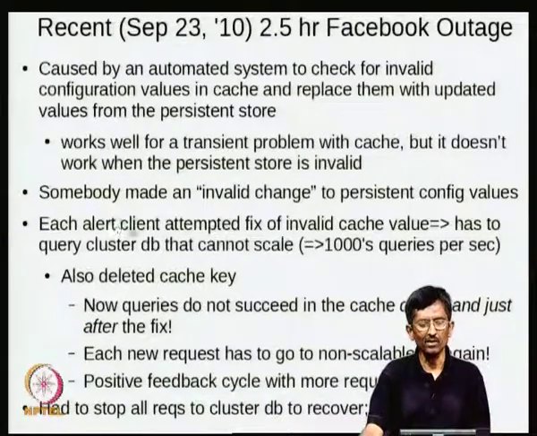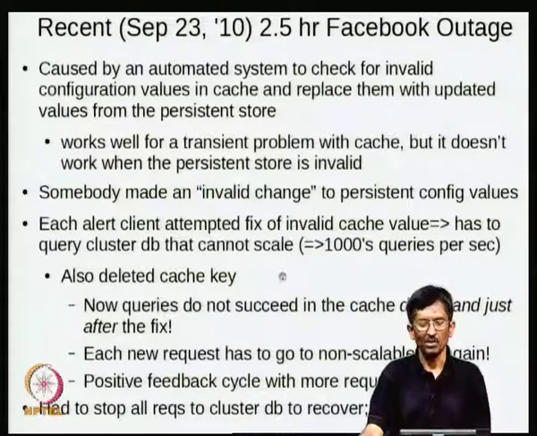That means each alert client took some cache value, a configuration value, and discovered that there was an anomaly. So there is some simple procedure for doing it. I was mentioning it can be something simple like a checksum. Okay. So now, if it finds an invalid value, then it has to go and talk to a database which can give the correct configuration values.